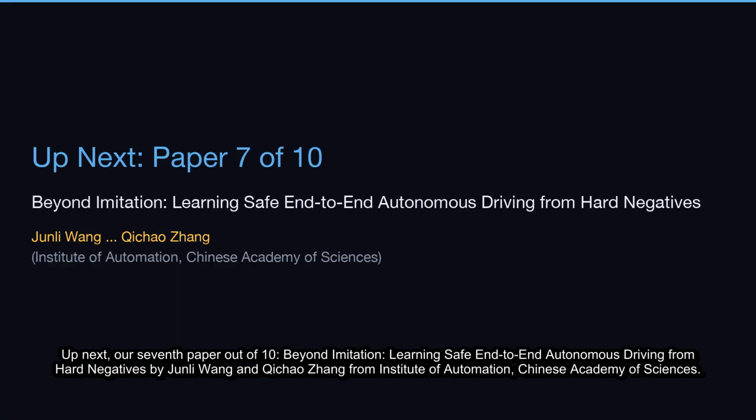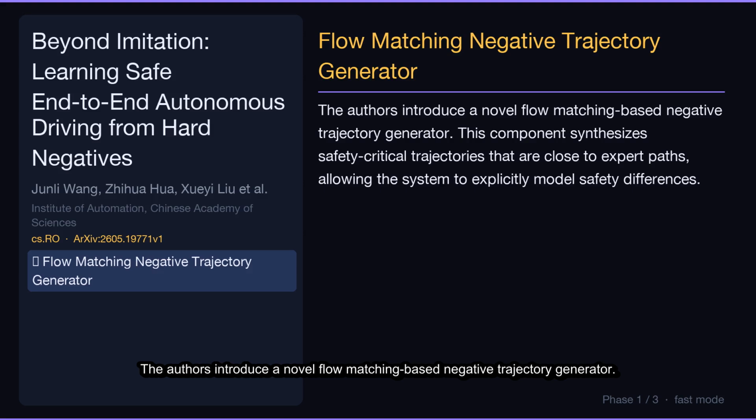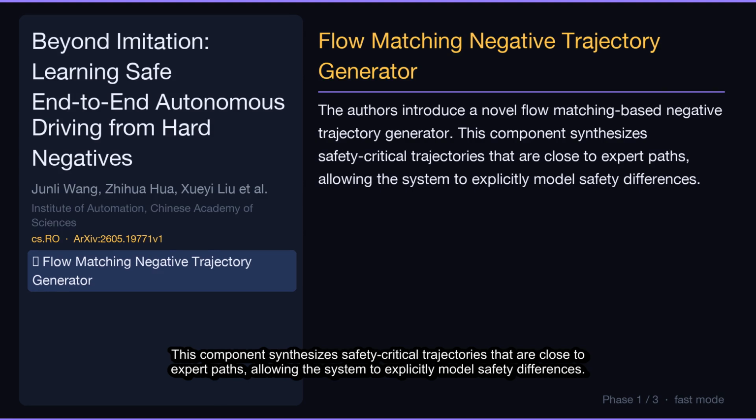Up next, our 7th paper out of 10, Beyond Imitation: Learning Safe End-to-End Autonomous Driving from Hard Negatives by Jiunli Wang and Qichao Zhang from Institute of Automation, Chinese Academy of Sciences. Let's break down its key contributions. The authors introduce a novel flow matching-based negative trajectory generator. This component synthesizes safety-critical trajectories that are close to expert paths, allowing the system to explicitly model safety differences.